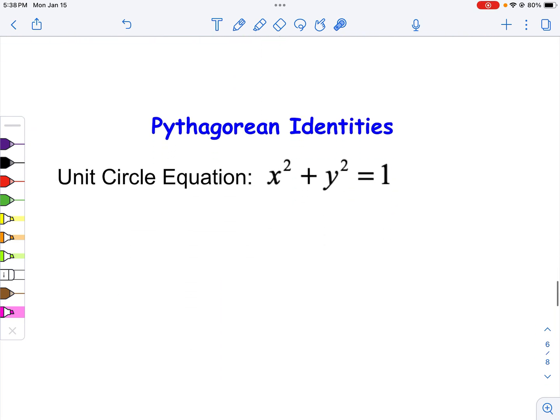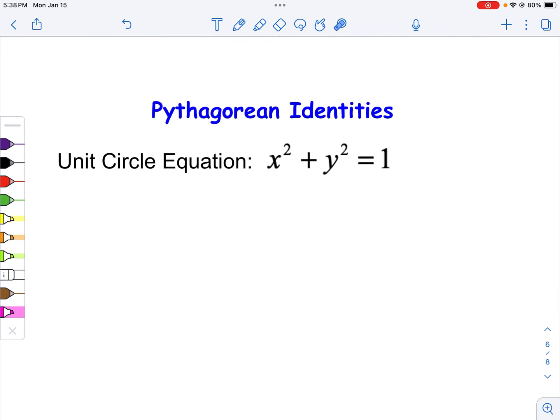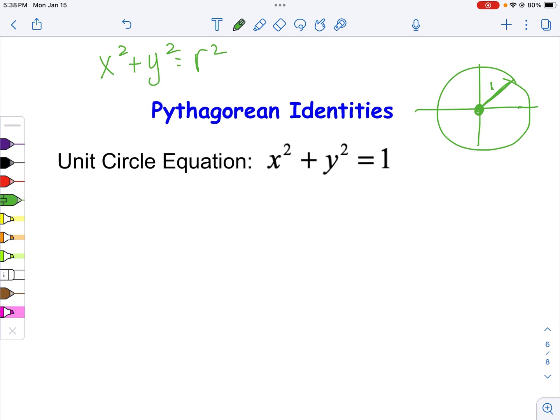All right, so the last thing we're going to take a look at is what we call the Pythagorean identities. So these all stem from the Pythagorean theorem, which is a squared plus b squared equals c squared. One of the things that we talked about a little bit in the beginning of this chapter is if I have a circle whose center is 0, 0, and the radius is 1, the generic form of a circle centered at 0, 0 is x squared plus y squared equals r squared.